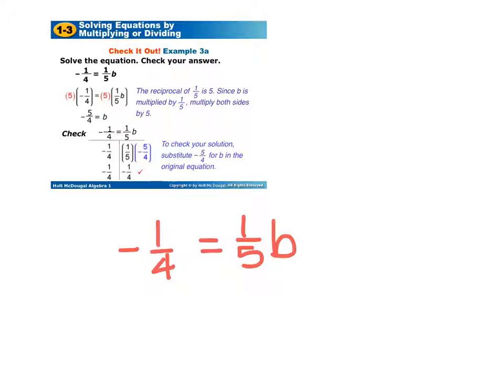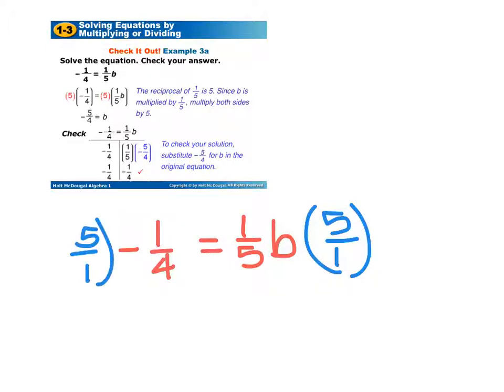Somebody? 1/5. Okay, it's the one next to the letter. So flip it, make it the reciprocal, write it over here, and now I'll multiply. Nothing to simplify diagonally on the left side, so I end up with negative 5/4 is equal to b, because these cancel.